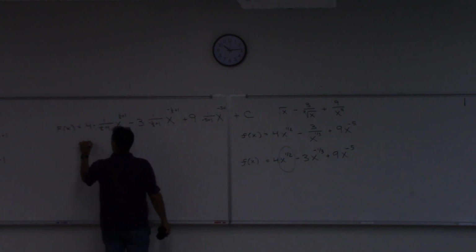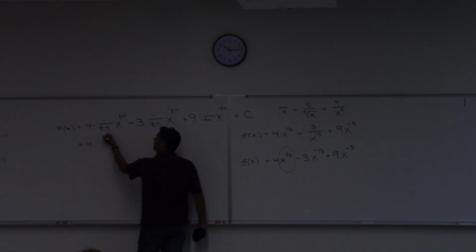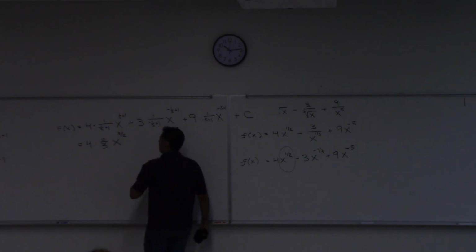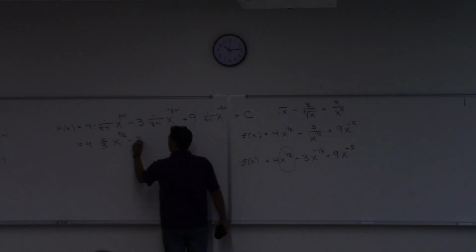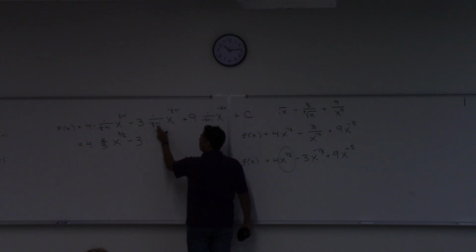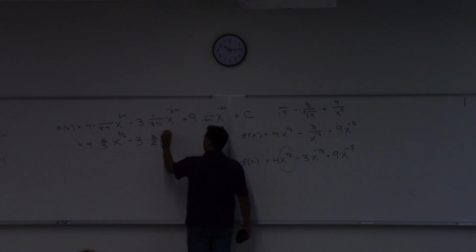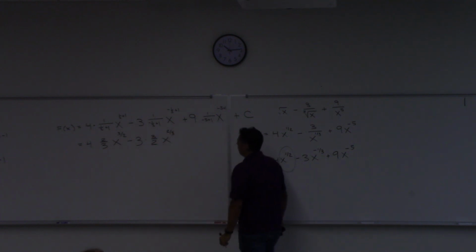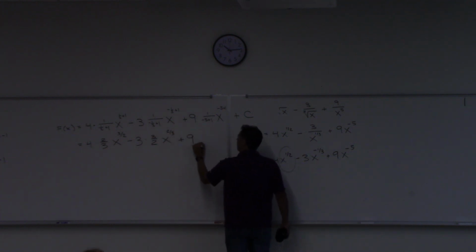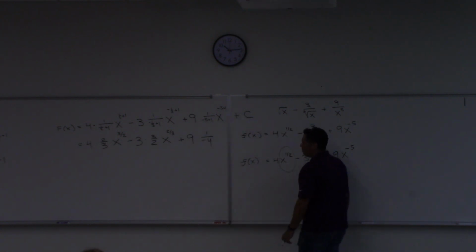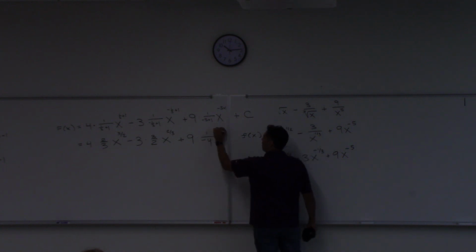Okay, so this is now 4, let's see, what's 1/2 plus 1? 3/2. What's 1 over 3/2? 2/3. Then this is x to the 3/2. And then minus 3, and then negative 1/3 plus 1 is 2/3. 1 over 2/3 is 3/2, and then x to the 2/3. And then plus 9 times 1 over, okay, this is just negative 4. 1 over negative 4, can't really do anything with that. And then x to the negative 4 plus c.